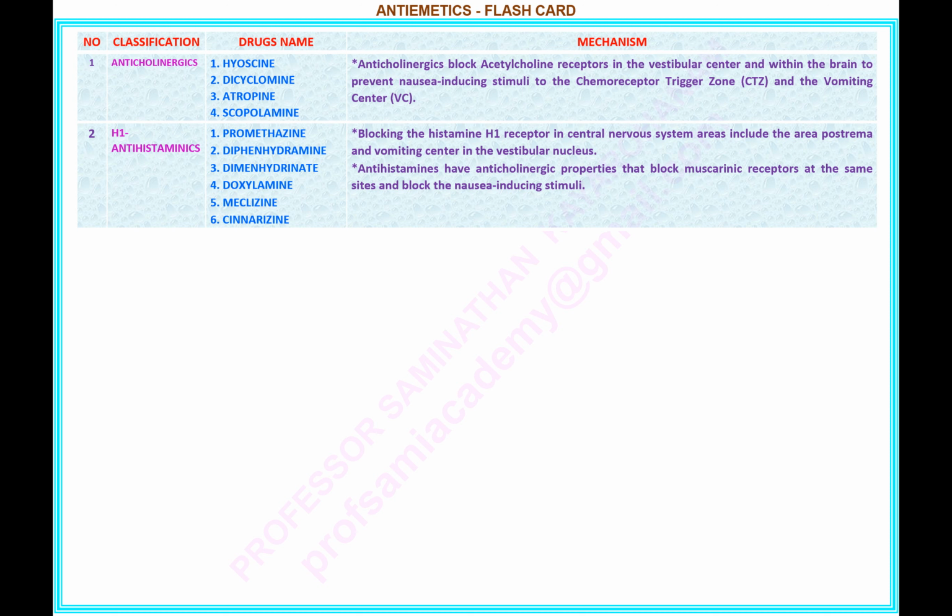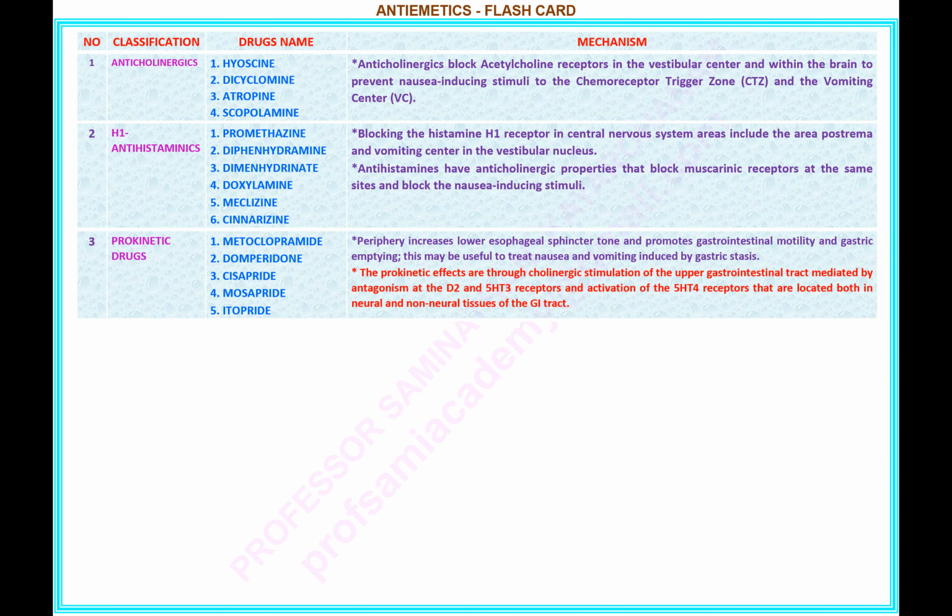Mechanism of H1 antihistaminics: blocking the histamine H1 receptor in central nervous system areas including the area postrema and vomiting center in the vestibular nucleus. Antihistamines have anticholinergic properties that block muscarinic receptors at the same sites and block the nausea-inducing stimuli.